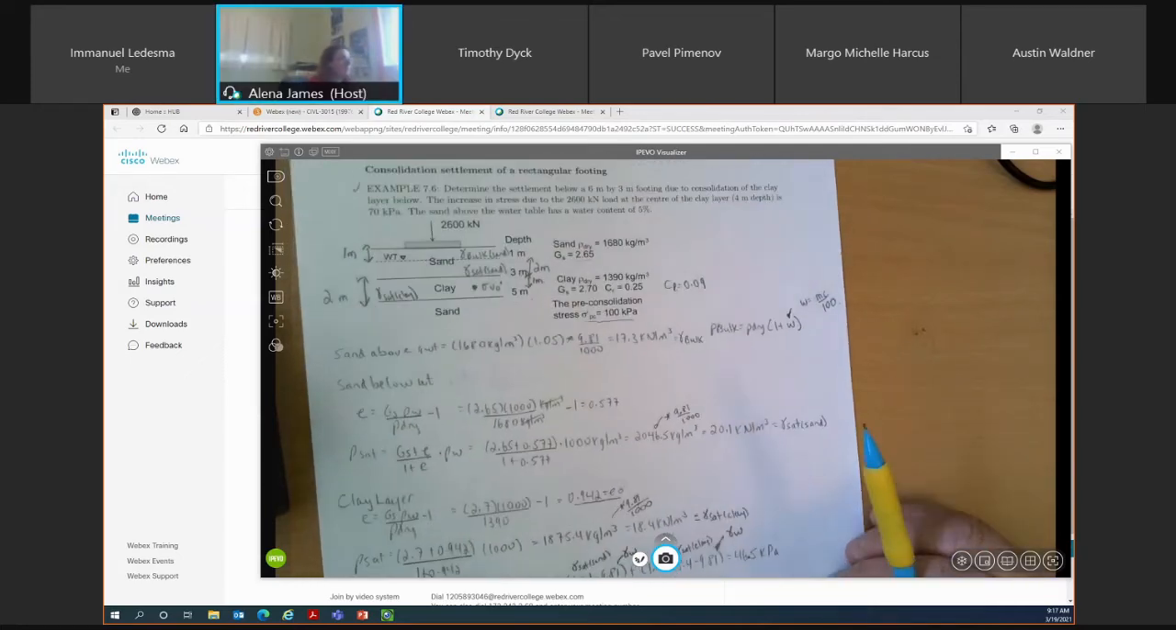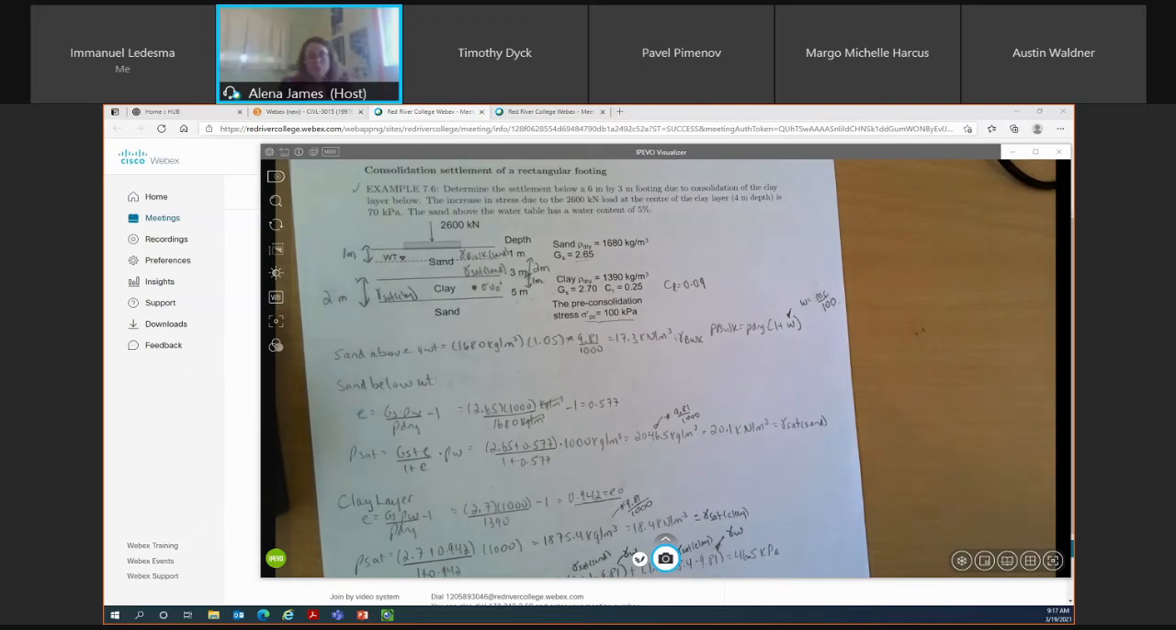So if we take a look at this stratigraphy here, you'll note that our sand layer is 3 meters thick and our groundwater table is located 1 meter below the ground surface. And then you'll notice in the problem here, our clay layer starts at 3 meters below the ground surface and continues until 5 meters below the ground surface. So in this example problem, we know that the thickness of the clay layer is 2 meters.